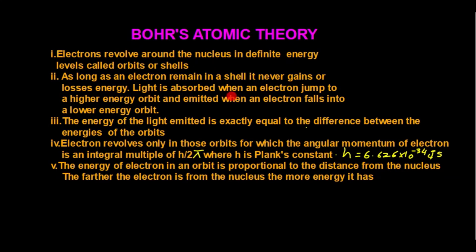When the electron comes back to the lower energy level, then it emits energy, and this energy is emitted in the form of radiations. So the electron radiates energy when it jumps from a higher energy level to a lower energy level.